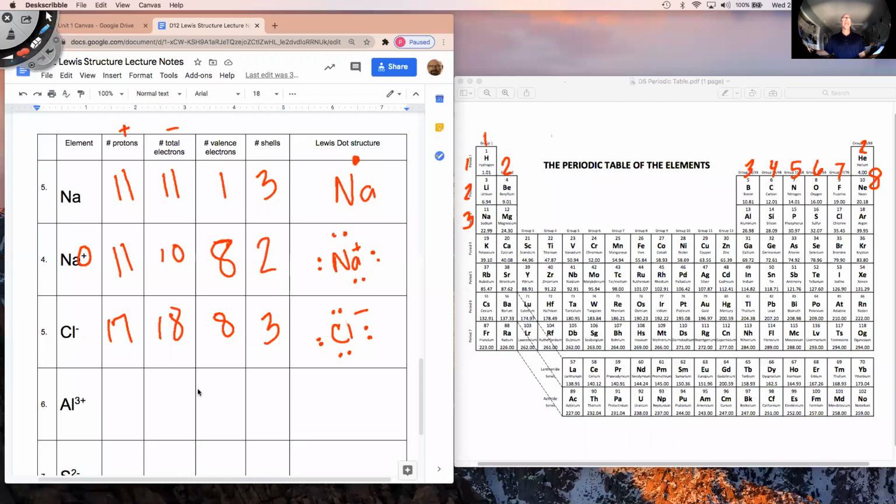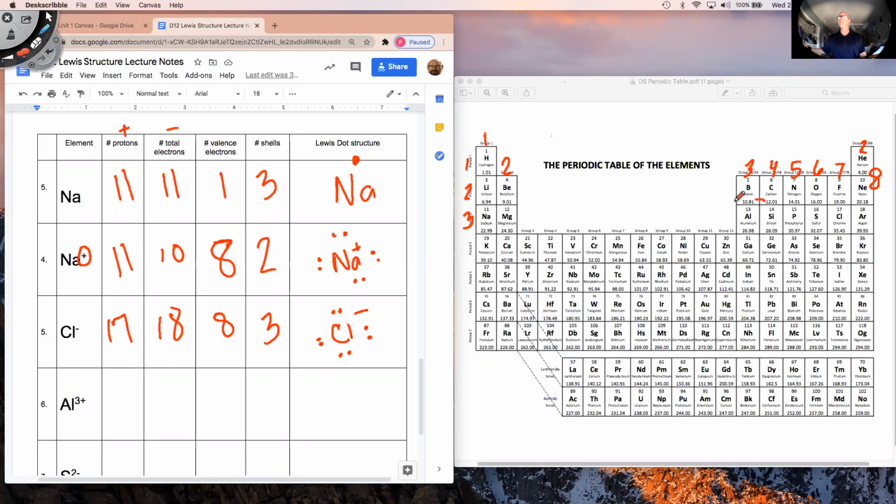And now for this next one, we're going to take a look at aluminum. Notice that this aluminum has a 3 plus charge on it, okay? And that 3 plus charge means that there are, think about it, more or less protons. It's a plus charge, protons are plus. That's right, there's going to be 3 more plus charges on that.